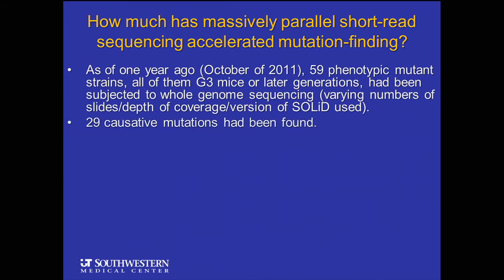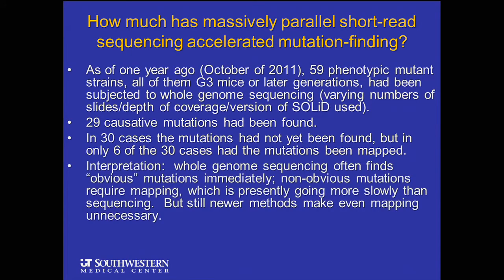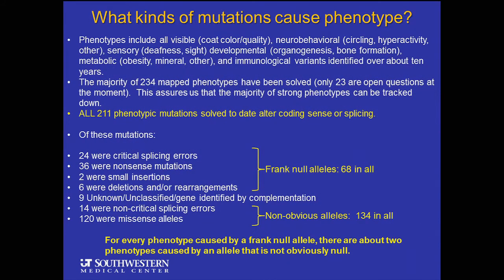We found 29 causative mutations, and in 30 cases the mutations hadn't been found, but in only 6 of those had mapping been performed. And the interpretation is that whole genome sequencing often finds the obvious mutations immediately. Those that are non-obvious require mapping, which presently goes more slowly than sequencing. But still, newer methods are going to make mapping obsolete as well, and the expectation is that about 100 phenotypes will be solvable per year.